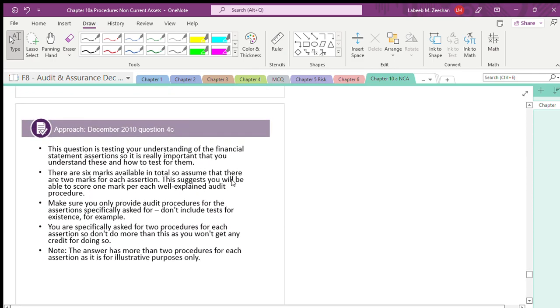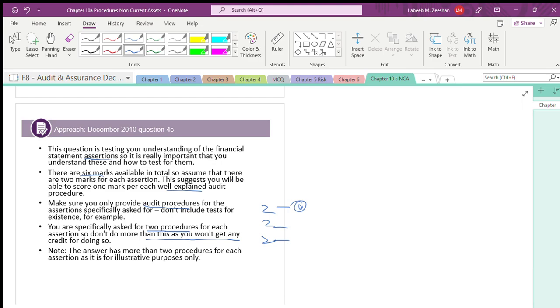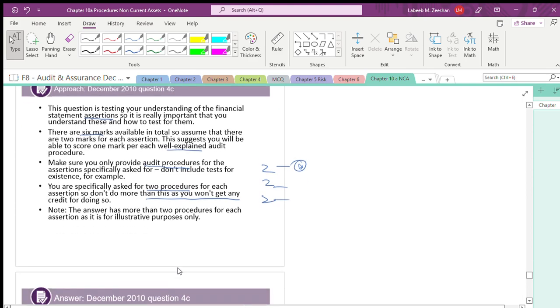This question is testing your understanding of the financial statement assertions. There are 6 marks available, so you have to explain well. Make sure that you only provide procedures. Do not include a test of existence, for example, meaning you should not say occurrence and existence. You are specifically asked for two procedures, so do not do more than that. You will not get any credit for doing this. Don't write 3. Very simple: 2, 2, 2. We are human beings, and if unfortunately one is wrong here, nothing will happen. The answer has more than 2 procedures for assertions. Next.